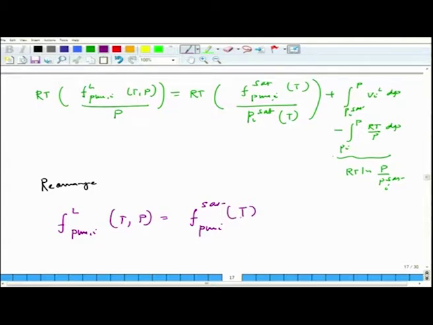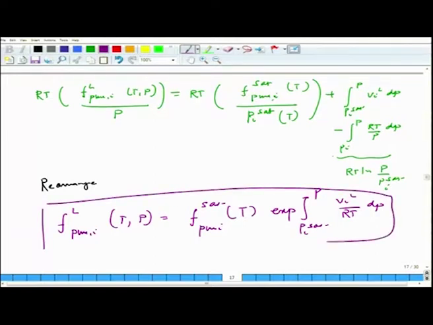Once you fix the T, the corresponding saturation pressure is fixed, and at that point the fugacity is also fixed. The other term is basically the correction due to the change in pressure from Pi sat to P, the integral of ViL by RT dP. So this is the term we got, which is a multiple of two terms: the saturation fugacity, plus the correction term.